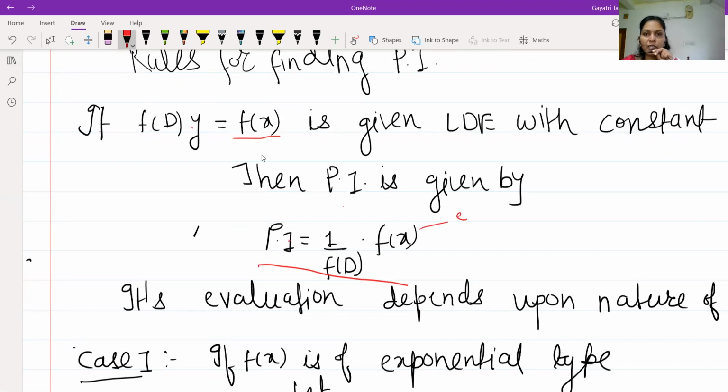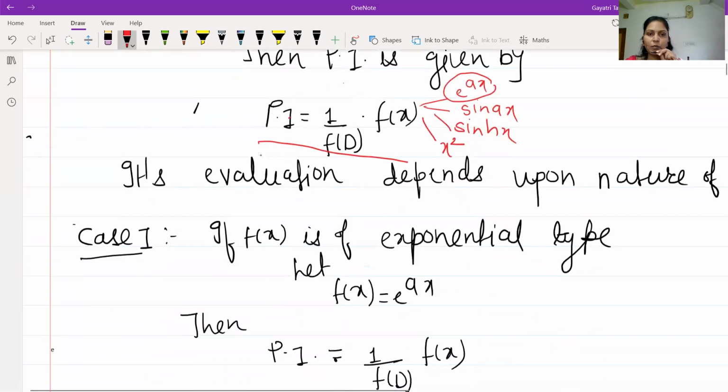If it is exponential, trigonometric, hyperbolic, or algebraic, it will have different methods. So the PI will depend on the nature of this f of x. We will discuss all the cases and we will have problems related to it. So we will discuss case 1.